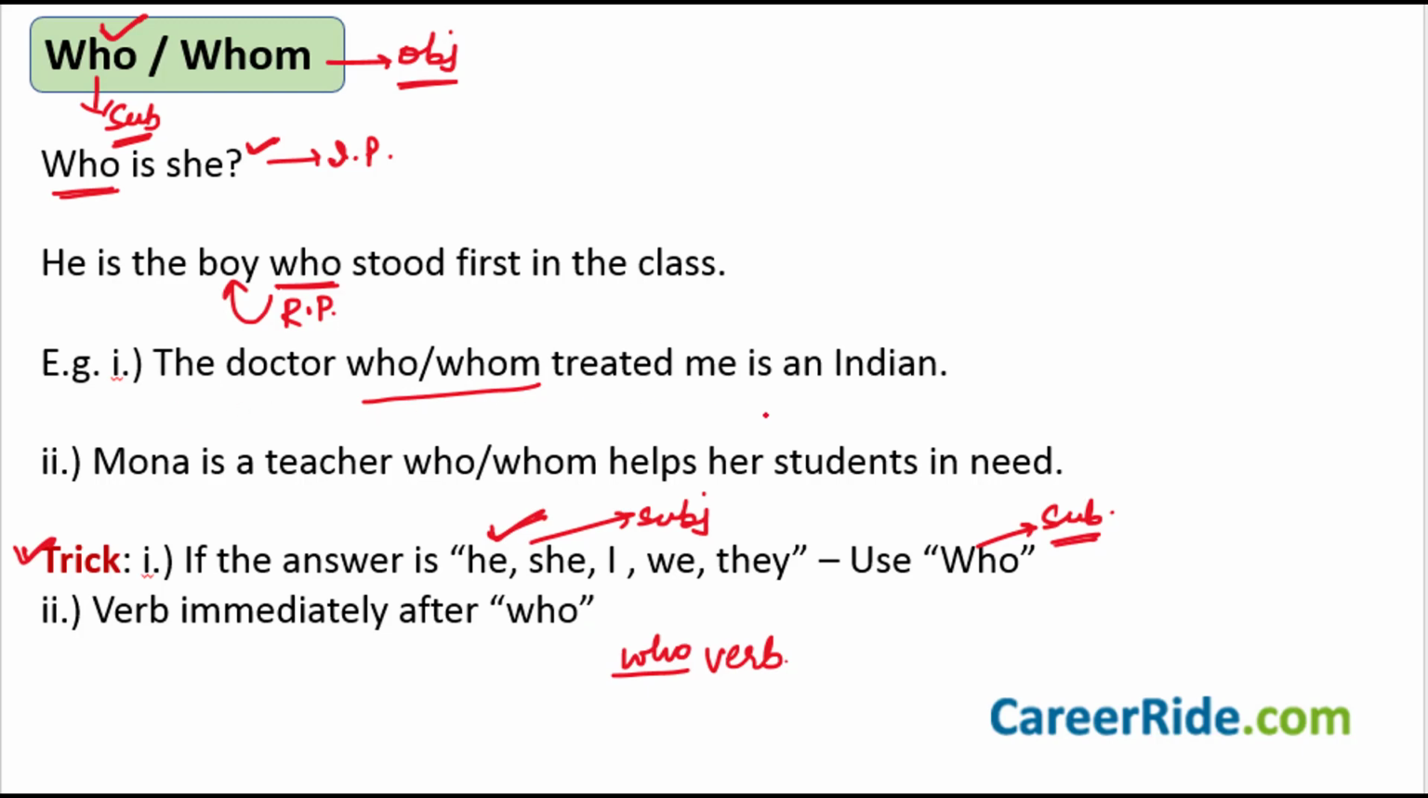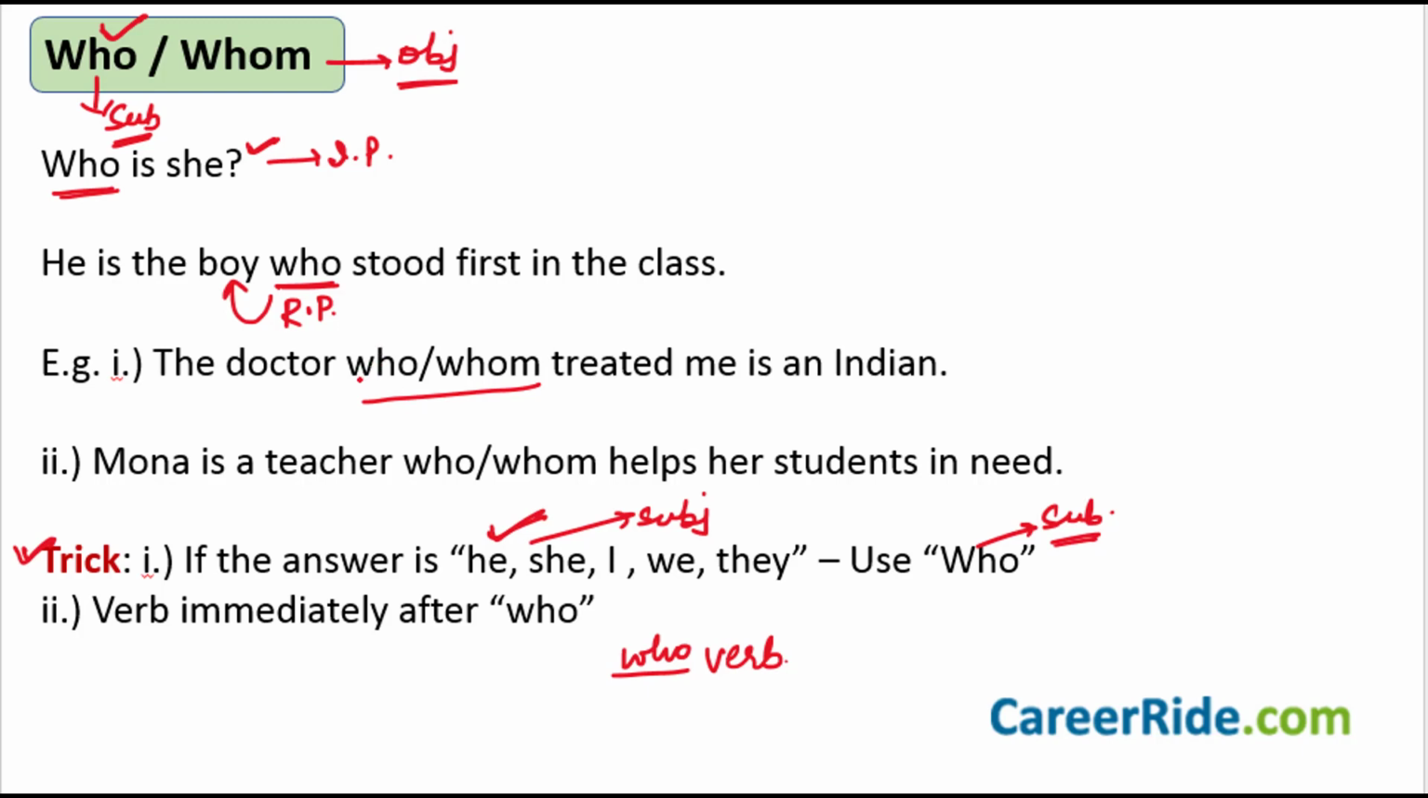The doctor that treated me is an Indian. Who is the doctor who treated you? Who was the doctor who treated you? What was the nationality of the doctor who treated you? He. He is an Indian. So my answer is coming out to be he or she. It means who. So my first trick applies here, right?